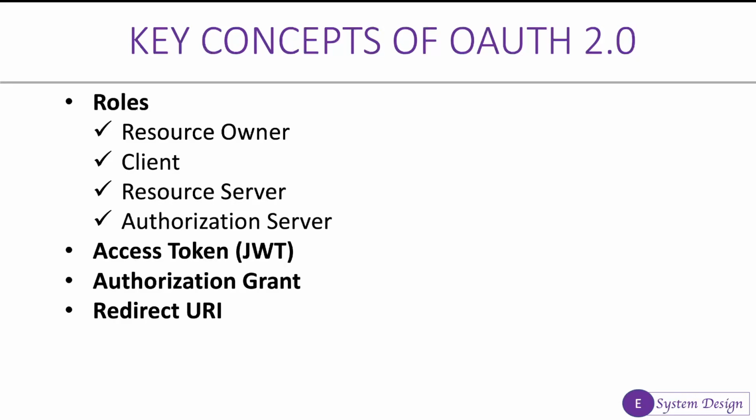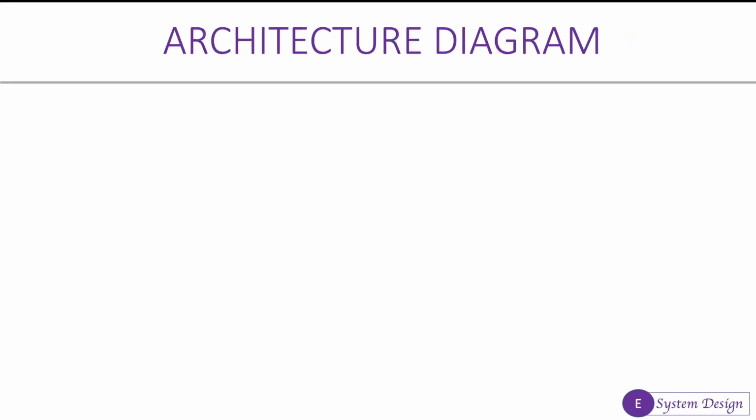Now, redirect URIs are the callback URLs to which the user is redirected after granting or denying permission. Then we have the token endpoint, the server's endpoint where the client exchanges the authorization code for an access token. And we also have the concept of scope, which is the permission requested by the client during the authorization process. Now let's deep dive into the architecture diagram.